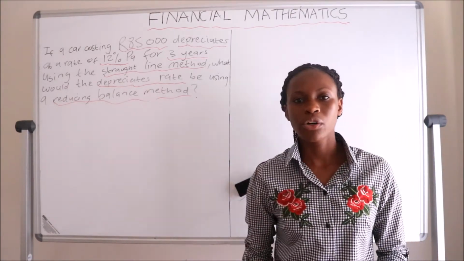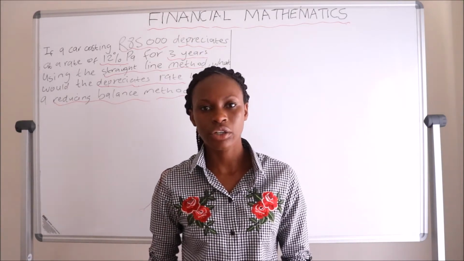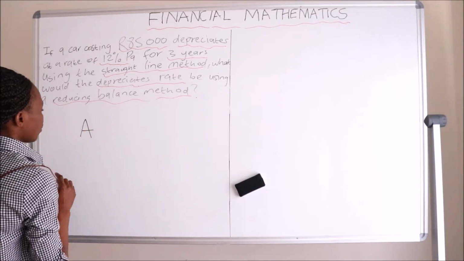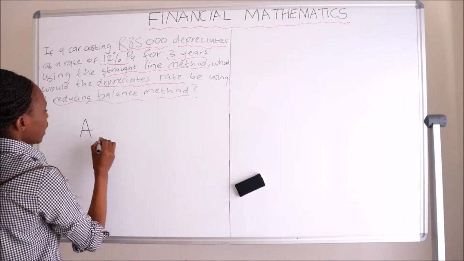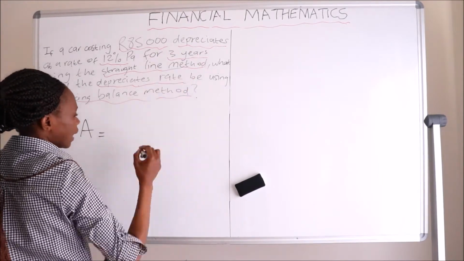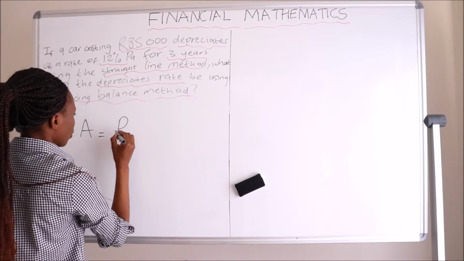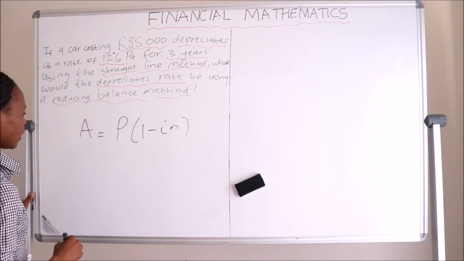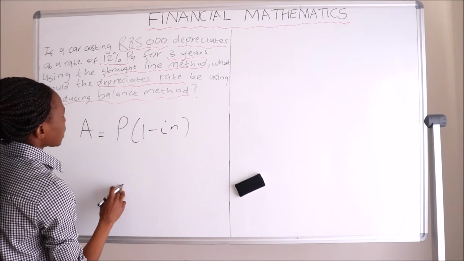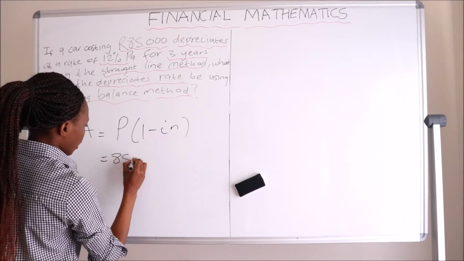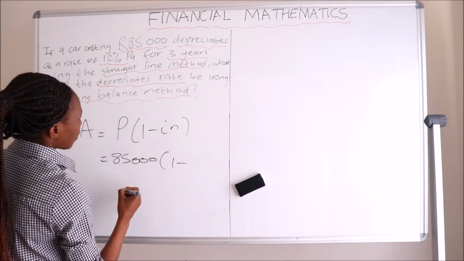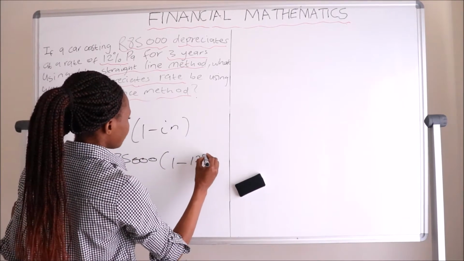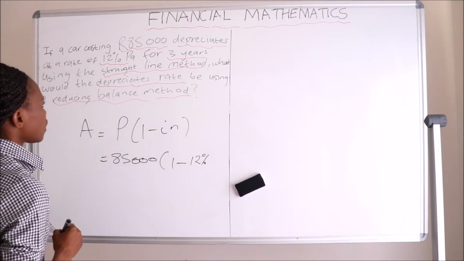Remember, the compound method is also called the reducing balance method. So here we have the straight line method, which is also the simple growth method. Now that they say it will depreciate, we know that it will be the simple decay method. It's A equals P(1 minus in). This is for the simple one, right? And now they say the car is costing 85,000, we know that's our principal, which is the original amount, times 1 minus, and our interest rate in this case is 12% per annum for 3 years using the straight line method.